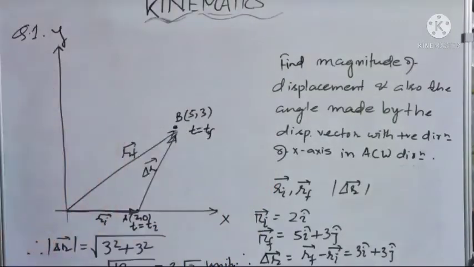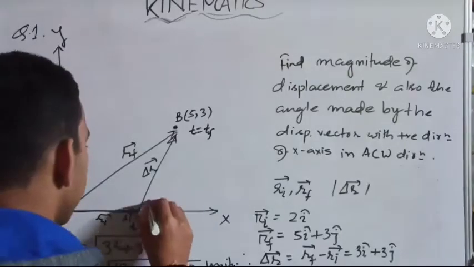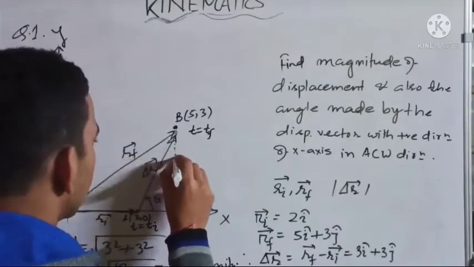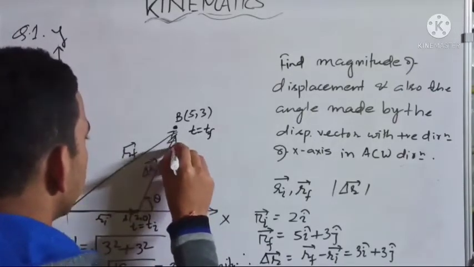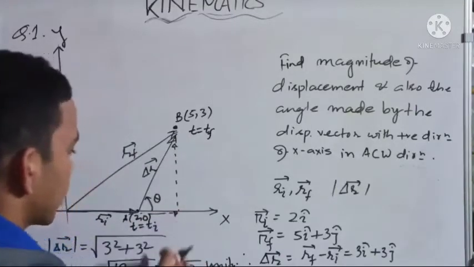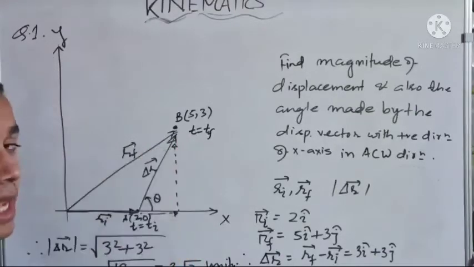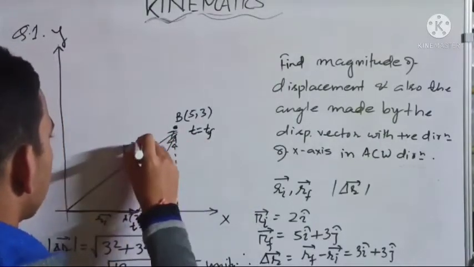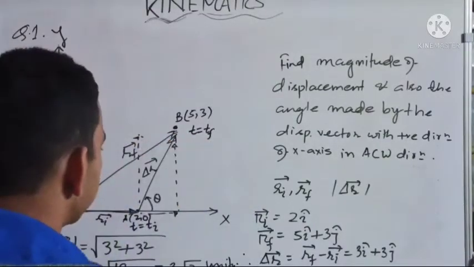Next, we have to find the angle made by this delta R vector with the positive direction of x-axis. That means we have to find this angle. Let this angle be theta. For finding this, we know this will be the y component of this delta R vector, and this will be the x component of this delta R vector. We can draw this vector here also in this way.